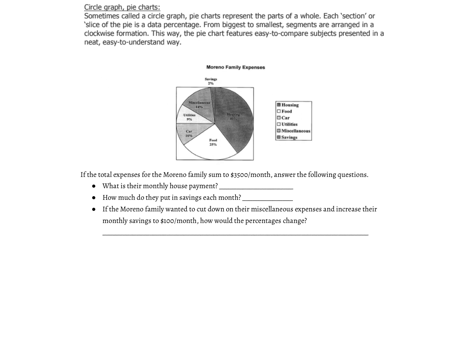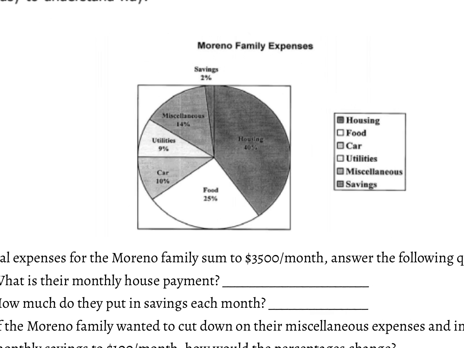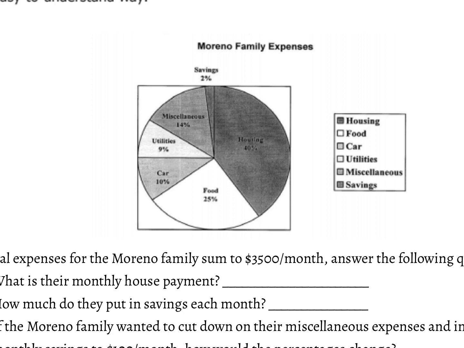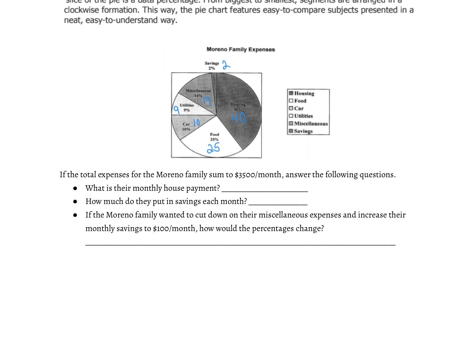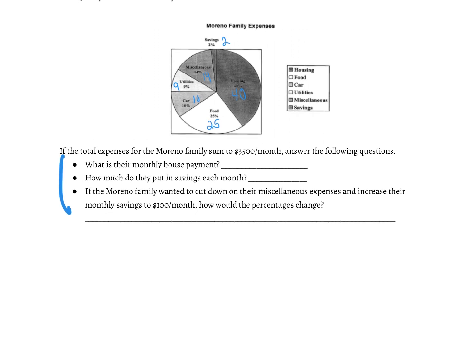This is not in color, but you have this circle graph, and as you can see, it's kind of hard to read, but this is 40%, 25%, 10%, 9%, 14%, and then this little guy up here is 2%. Those numbers are kind of blurry in there. I am not going to answer these questions for you. Those questions are going to be part of your homework, but I'm going to do a couple of examples that are similar to them.